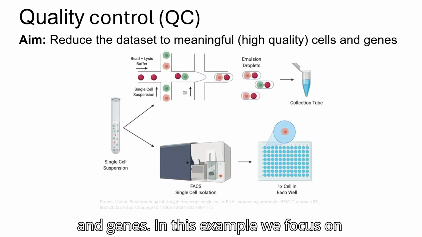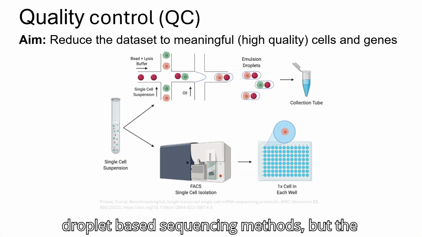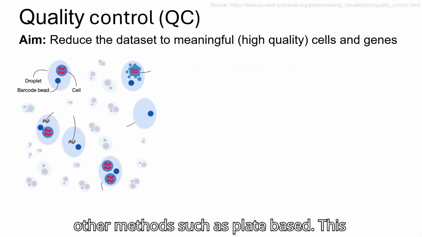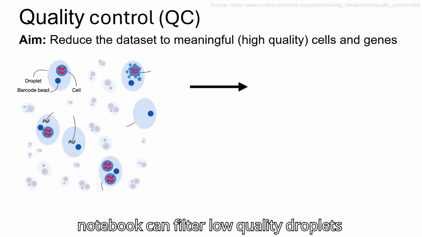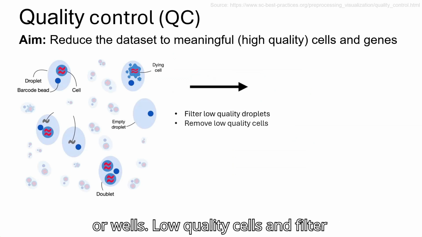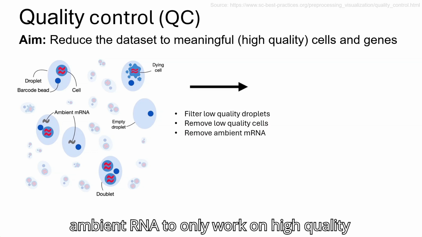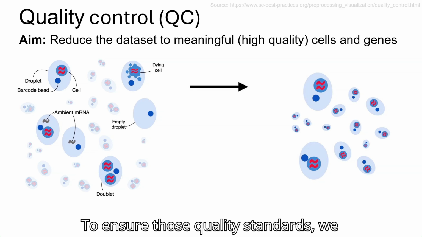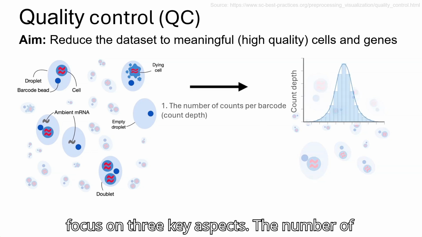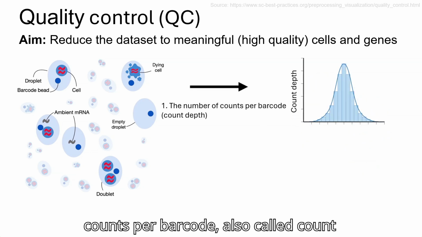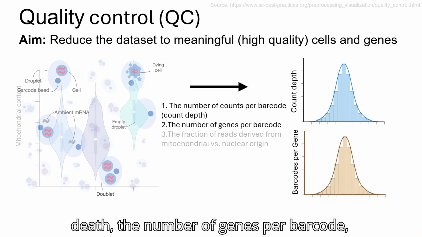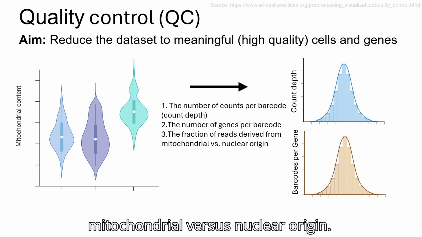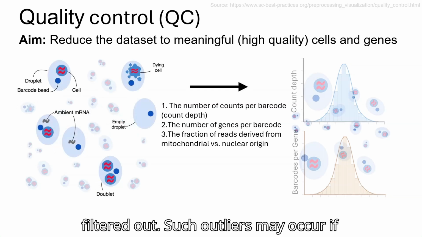In this example, we focus on droplet-based sequencing methods, but the same parameters are also applicable to other methods such as plate-based. This notebook can filter low-quality droplets or wells, low-quality cells, and filter ambient RNA to only work on high-quality data. To ensure those quality standards, we focus on three key aspects. The number of counts per barcode, also called count depth, the number of genes per barcode, and the fraction of reads derived from mitochondrial versus nuclear origin. Outliers based on these covariates are filtered out.